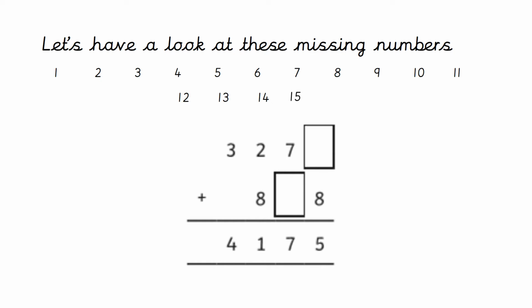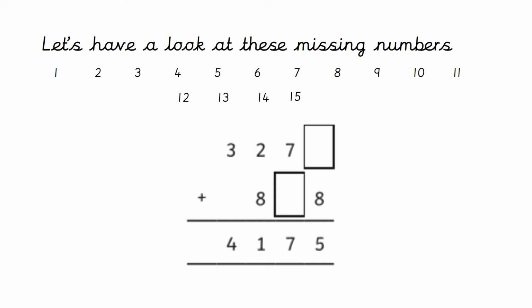Let's have a look at this one. So we've got 3,270 something, add 800 and something 8 equals 4,175. Okay, so again, we've got our number line at the top. We've got 1, 2, 3, 4, 5, 6, 7, 8, 9, 10, 11, 12, 13, 14, 15. So if we look at our 1 column then, we've got something add 8 equals 5. Okay, so the problem we've got already is that 8 is larger than 5. So we can't be trying to make the number 5, but we want something ending in a 5.